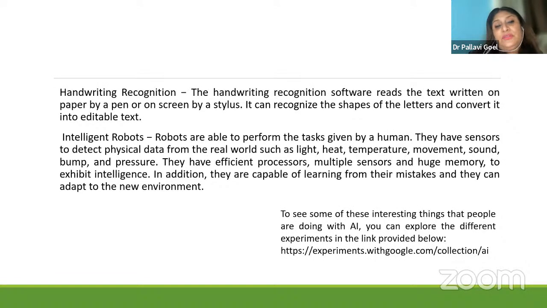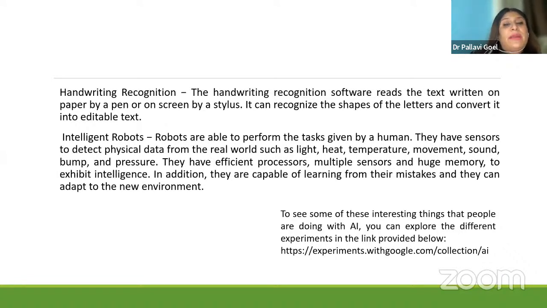Handwriting recognition is also required by forensic experts when a suicide or some crime has been committed or some threat has come. They check the patterns. Handwriting recognition software reads text written on paper with a pen, or on a screen with a stylus. It can recognize the shapes of the letters and convert them into editable form.